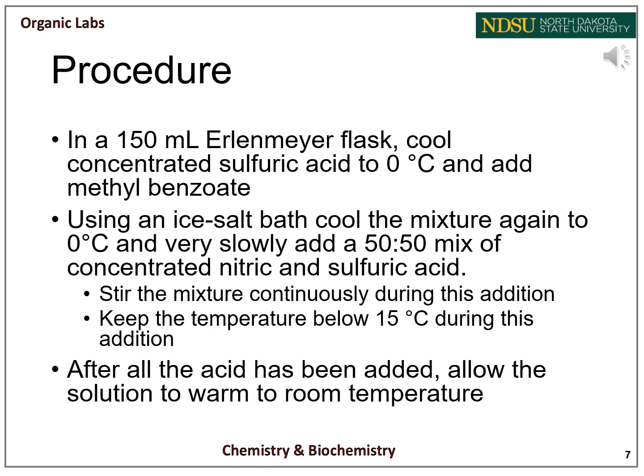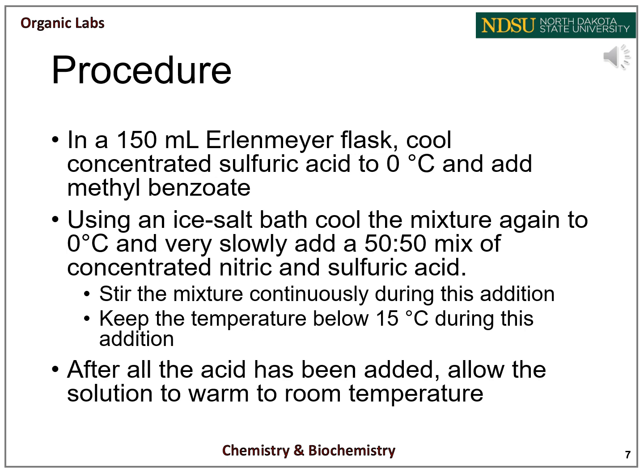For the procedure, you'll start by adding concentrated sulfuric acid to an Erlenmeyer flask and cooling that in an ice bath to 0 degrees Celsius, followed by the addition of methyl benzoate. After this, using an ice salt bath to cool it again to 0 degrees Celsius, you will very slowly add a 50-50 mixture of concentrated nitric acid and sulfuric acid. You will want to keep this mixture stirring continuously during the addition, and make sure to keep the temperature below 15 degrees Celsius, or else the formation of unwanted byproducts greatly increases.